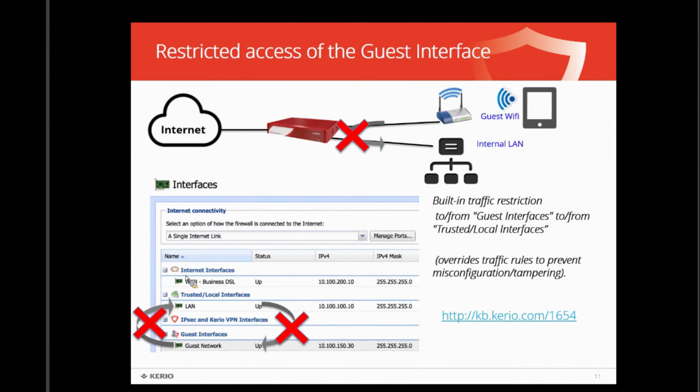Restricted access of the guest interface. Actually, with Kerio Control 8.4, we have implemented a built-in traffic restriction that prevents any traffic exchange between the guest network and the trusted local interface network. These settings override the traffic rule settings to prevent any misconfiguration. So even if someone configures in traffic rules that you may access LAN resources from the guest network, it will not work with Kerio Control 8.4 because we have the built-in traffic restriction feature.